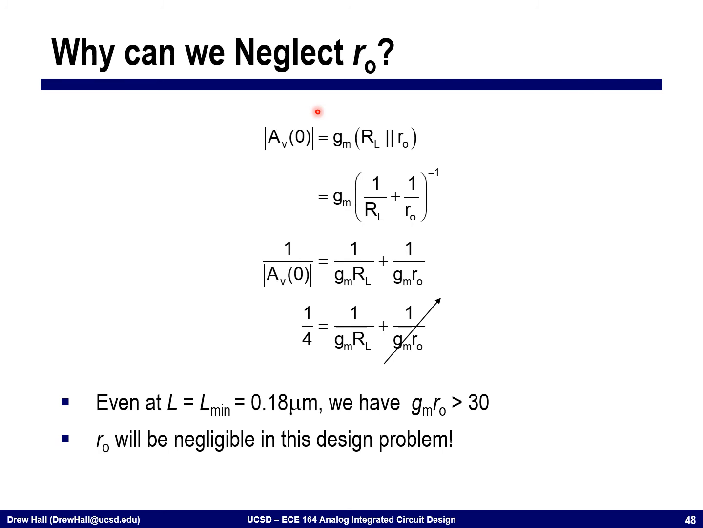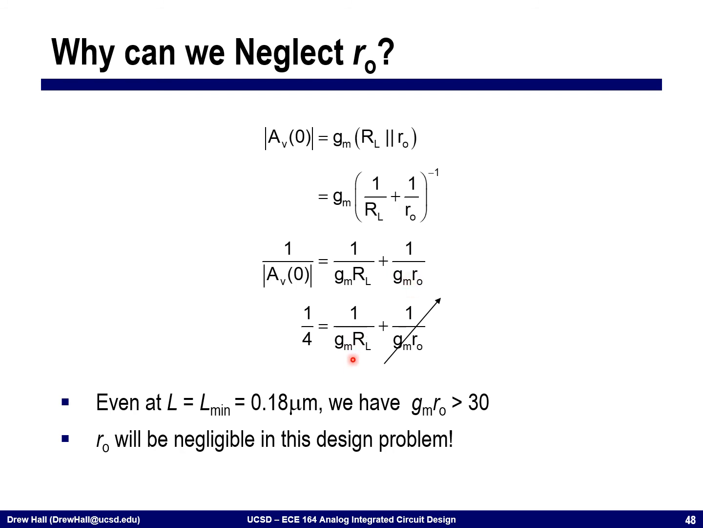A fair question is, why can we neglect R naught? We can justify this by calculating the intrinsic gain of the device. If we look at the real gain expression, it's equal to gm times RL parallel RO. I can rearrange the equation by writing 1 over RL plus 1 over R naught, multiplying through by the gm term. 1 over the gain is equal to 1 over gmRL plus 1 over gmR naught.